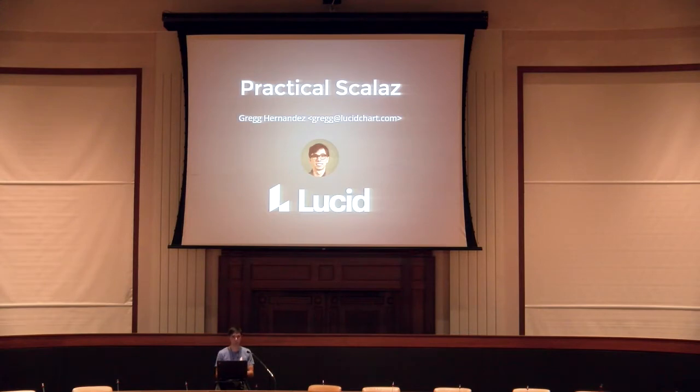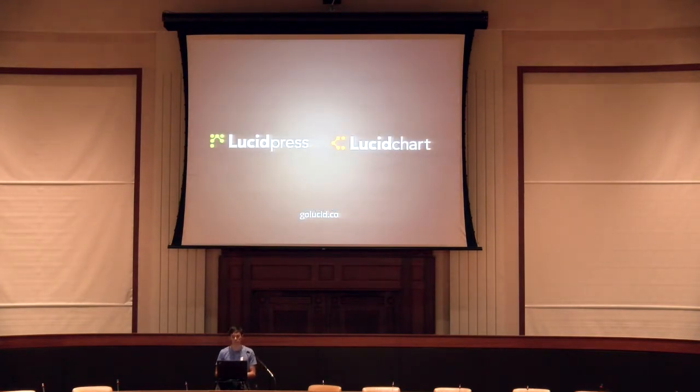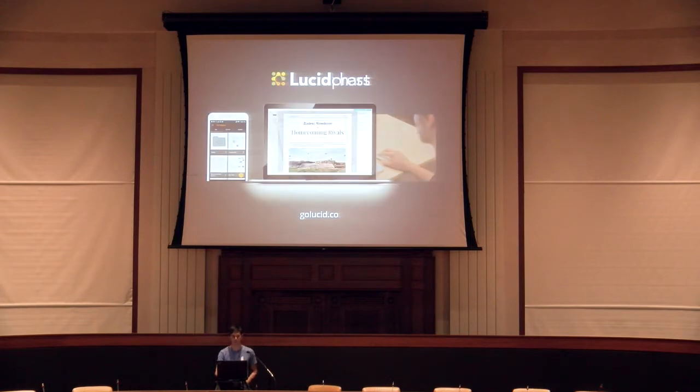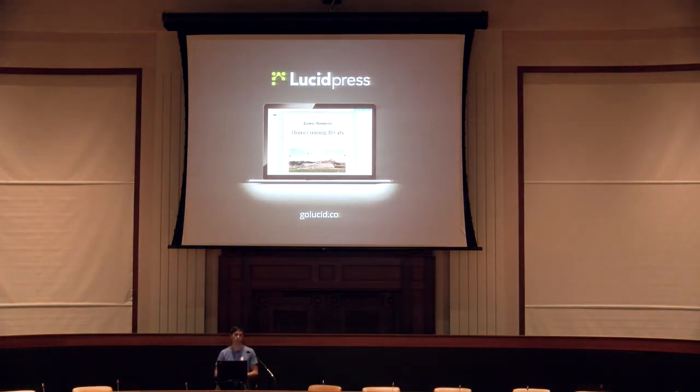Just as a quick introduction of myself, I'm Greg. I'm at Lucid Software. At Lucid Software, we have two main products: Lucid Press and Lucid Chart. Lucid Chart has mobile apps. We have Android, iOS, and a web app for building diagrams and flowcharts, kind of a Microsoft Visio competitor, but web-based. And then Lucid Press is more of an InDesign competitor, also web-based, more for layouts and pamphlets and publication design.